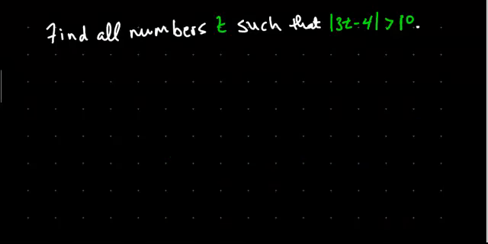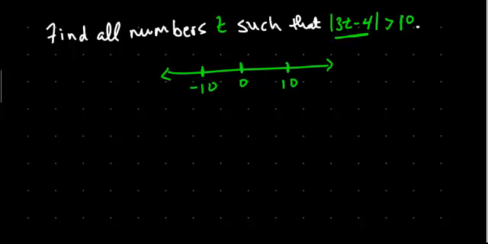Look at the next problem I've got here, and we're going to make it a greater than 10. So find all numbers t such that the absolute value of 3t minus 4 is greater than 10. Again, the first thing I want to do is go to the number line. I always go to the number line with these and think about it. Here's 0. Let's say here's 10. Here's -10.